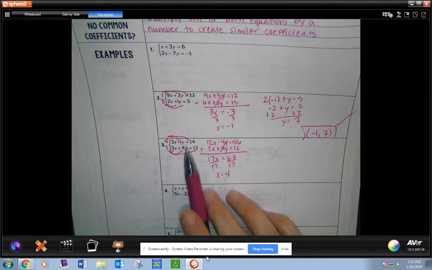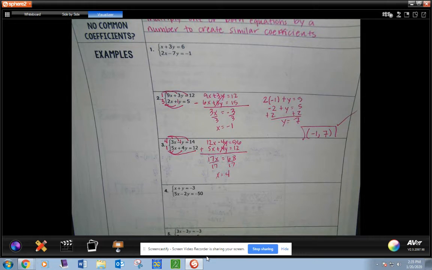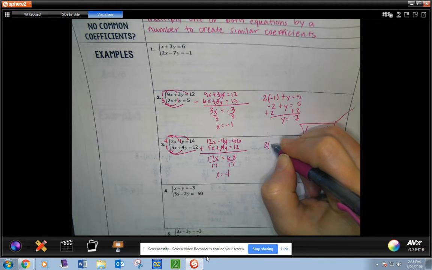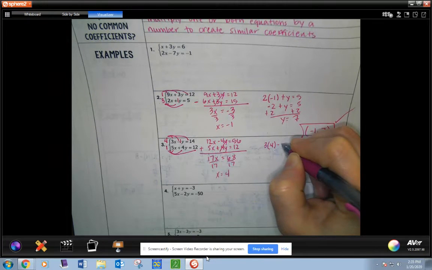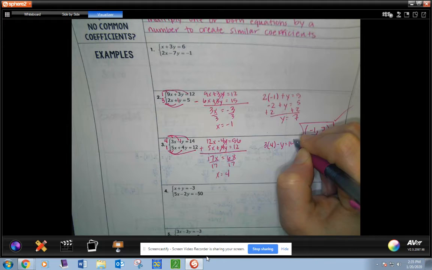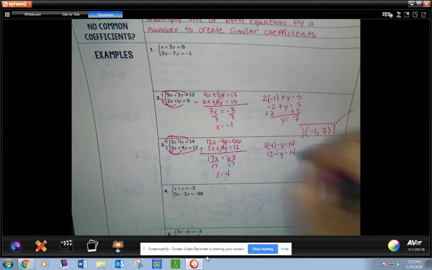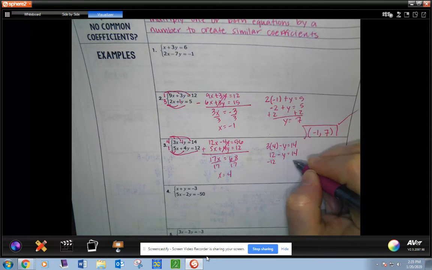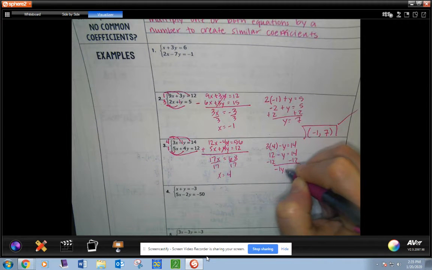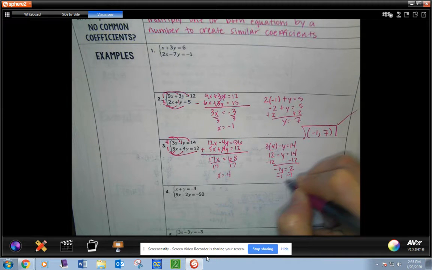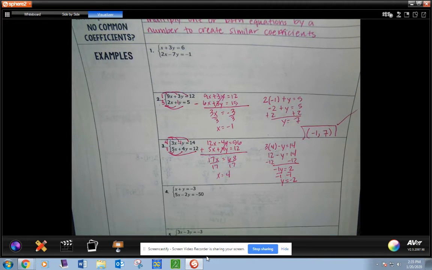Now I can pick either equation to plug this back into, and I'm going to go with the top one. So I'm going to do 3 open parentheses. Instead of x, I'm going to put 4, minus y equals 14. This becomes 12 minus y equals 14. I subtract 12. That gives me a negative 1y equals 2. I divide by negative 1, and y equals negative 2.